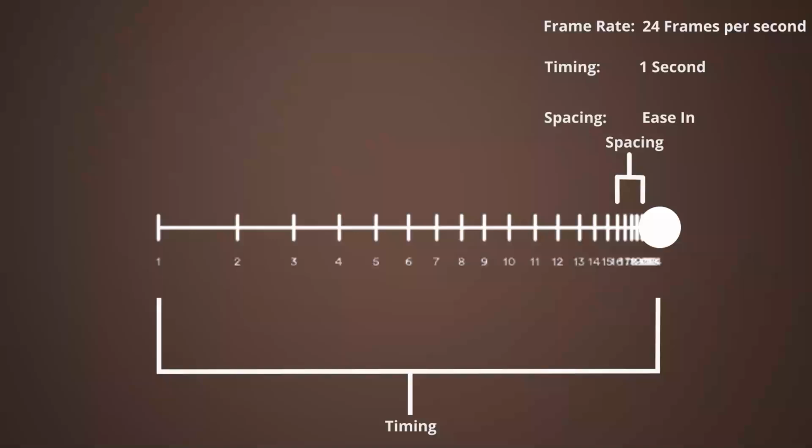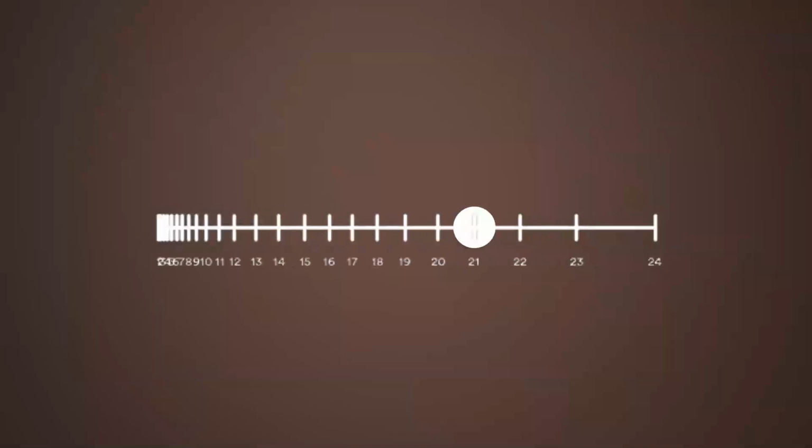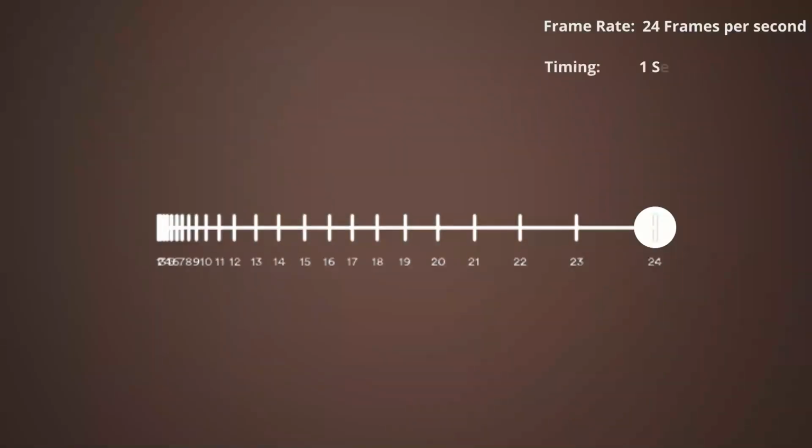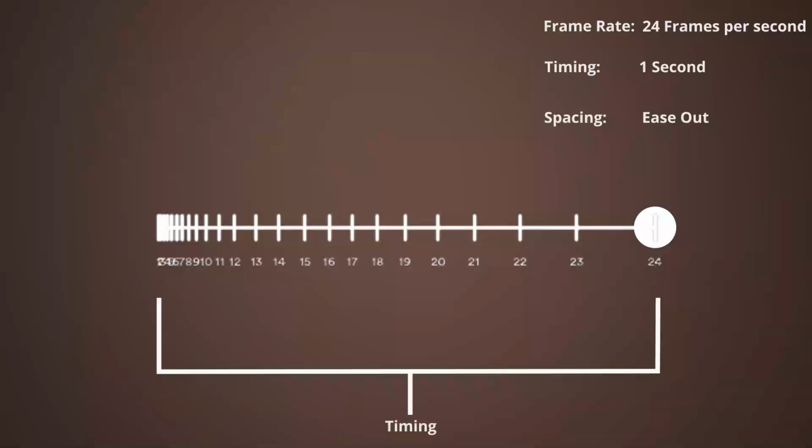In this style, the frames are placed closer at the end and they are spaced far at the beginning of the animation. Now, about the ease-out spacing, it is the opposite of ease-in style. It is used at frames that need to be accelerated. Here, frames are placed closer at the beginning of the animation and far during the end of the animation.